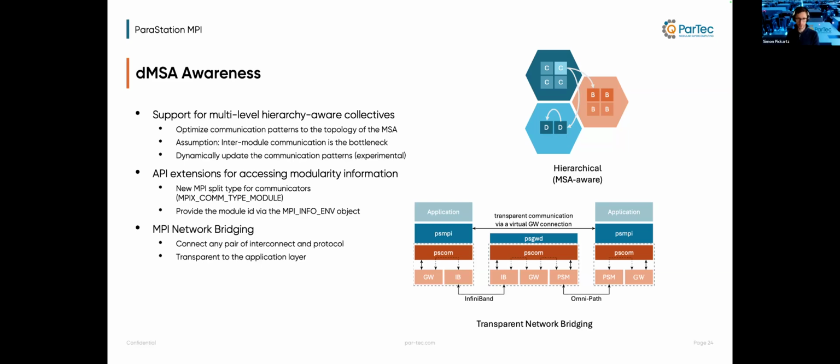So for example, a reduction operation would start that you first do the reduction within the computing nodes, and then only one of the processes on each of the nodes would then take part in the global reduction. And we adapt this concept to the next level as the dMSA introduces another layer in the hierarchy. And this allows us to then reduce the amount of communication that crosses module boundaries.